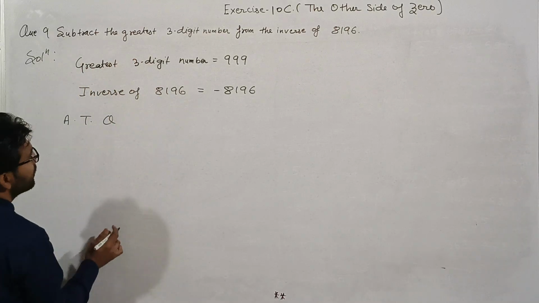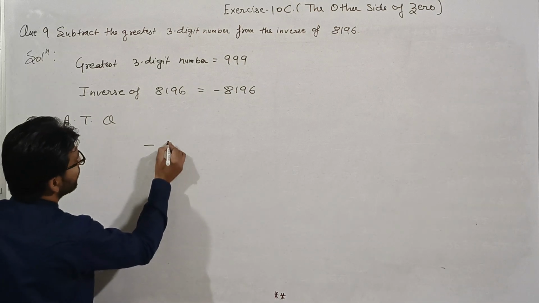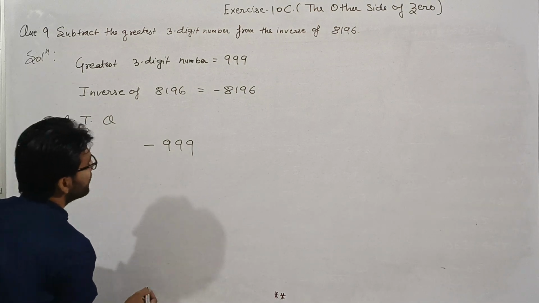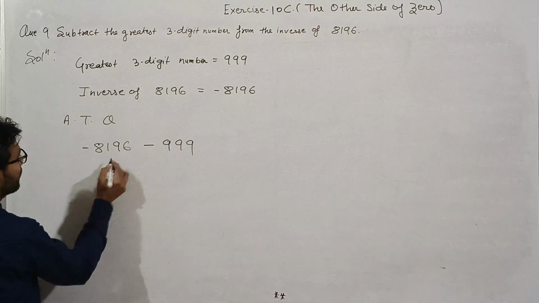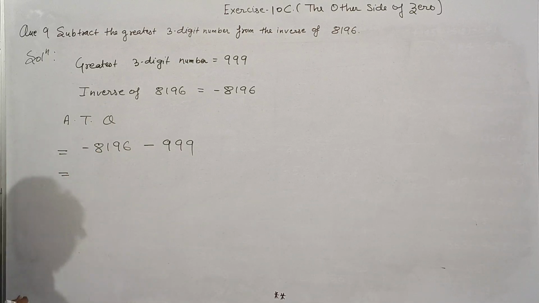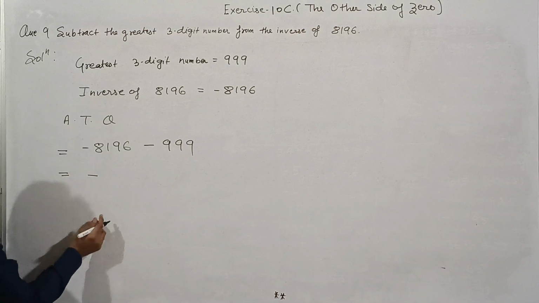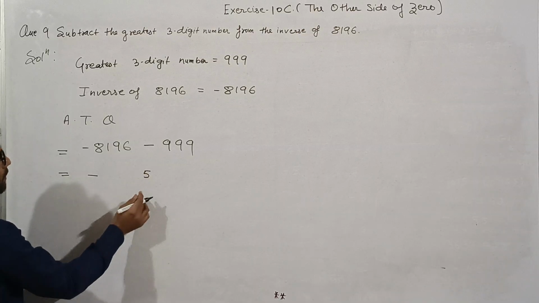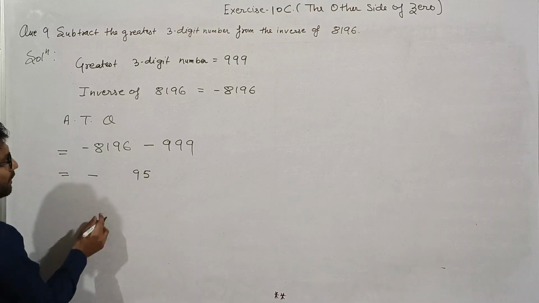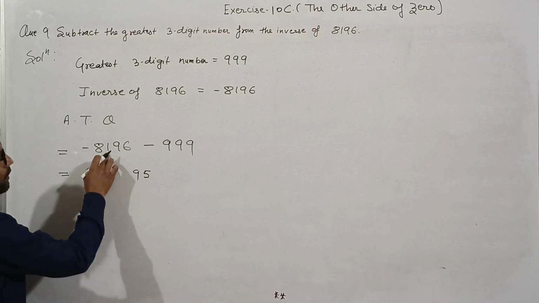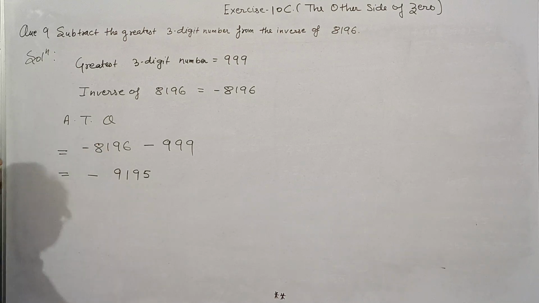Now according to the question, we need to subtract the greatest 3-digit number, 999, from the inverse. The inverse of this number is minus 8196. So minus minus plus, but your answer is negative. 9 plus 6 is 15. 9 plus 9 is 18, 18 plus 1 is 19. Again carry 1. 9 plus 1 is 10. 10 plus 1 is 11. Again carry 1. 8 plus 1 is 9. So this is our answer.